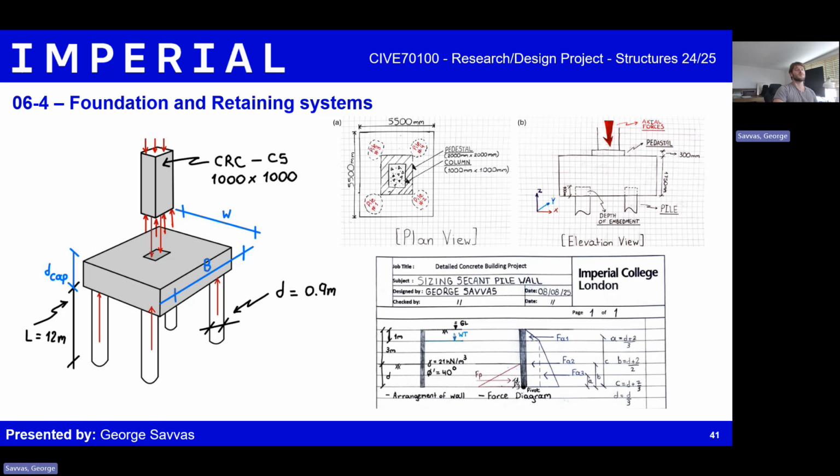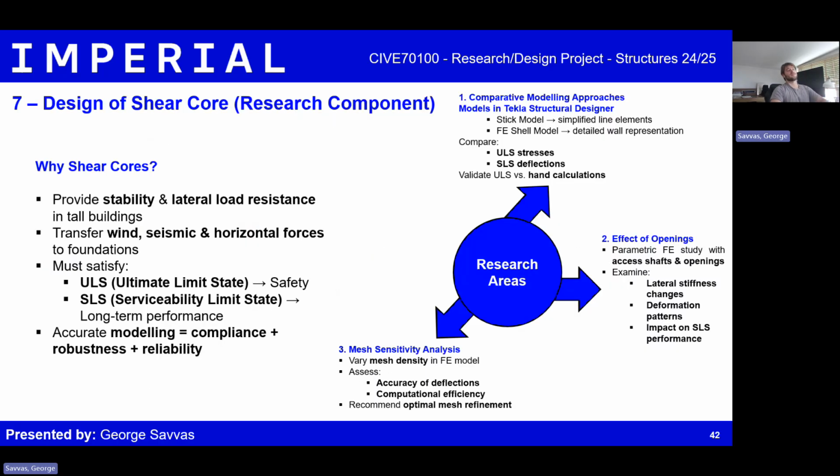Foundation and retaining systems were selected and sized in detail, which can be found in the design report itself. I'd like to now move on to the final part of my presentation, the research component, focusing on reinforced concrete shear cores, the backbone of tall building stability. I explored their behavior through three strands.